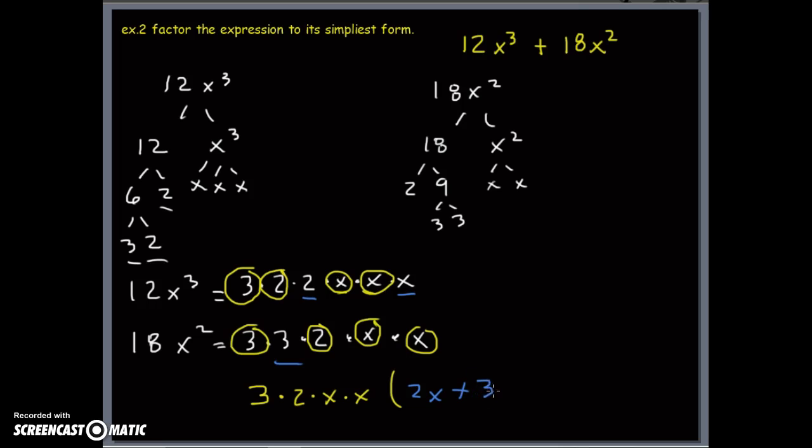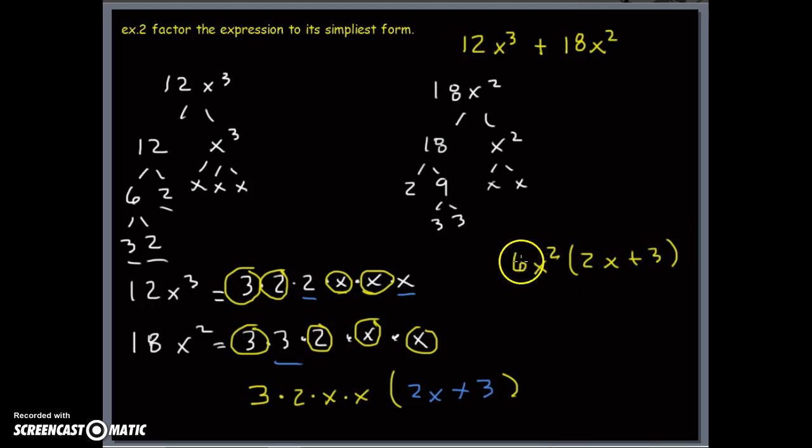And so now when I put this into Schoology for my final answer, I'm going to multiply the common factors together. So I know that 3 times 2 is 6, and I know that x times x is x squared. So that's the factor that we pulled out. We pulled out a 6x squared. In parentheses, we leave the 2x plus 3.